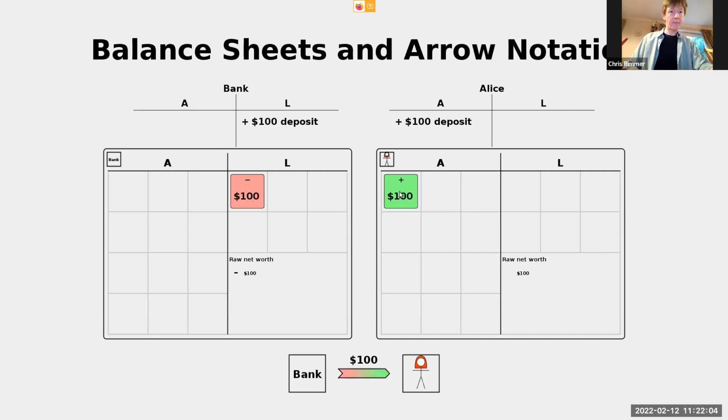So here, there's an arrow going from the bank to Alice. So the bank's raw net worth decreases by $100 and Alice's increases by $100. The color gradient goes from pink to green to show that raw net worth is transferred from the new debtor to the new creditor. So this is an example of issuance, creation of a new debt.